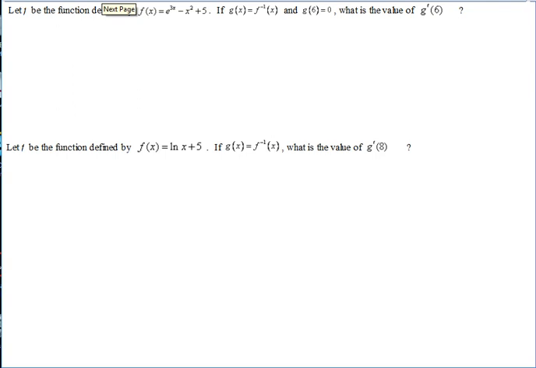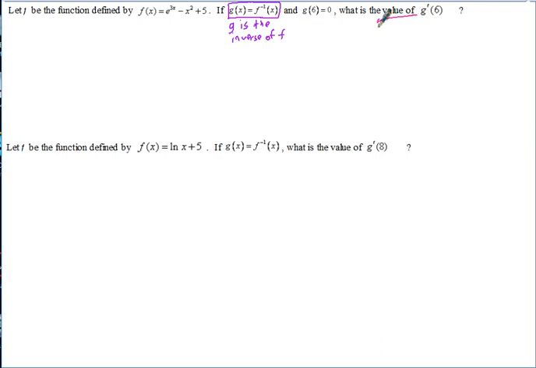So let's take a look at the next one here. It says, let f be the function defined by f of x equals e to the 3x minus x squared plus 5. Okay, so we're actually given the function this time, unlike the last two. And again, it says g of x equals f inverse. This means the inverse of f. So again, this is telling us g is the inverse of f. And we're told g of 6 equals 0. What's the value of g prime of 6?